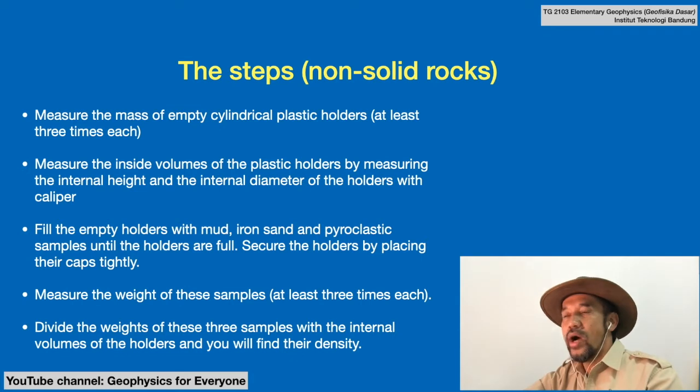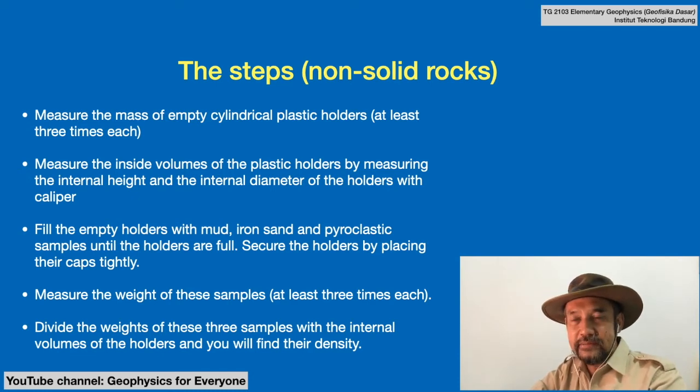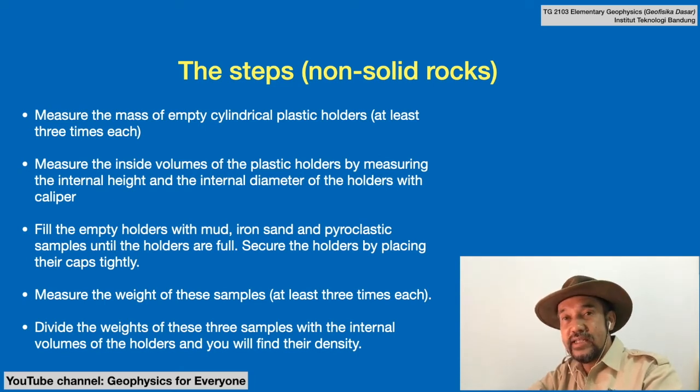Then the students are required to fill these empty holders with mud, iron sand, and pyroclastic samples. Make sure that you fill them as full as possible, and then secure the holders by placing their caps tightly. The students then measure the mass of these 3 samples with a precision balance. And finally, the students divide the mass of these 3 samples by the internal volumes of the holders, and voila, they will find the density.